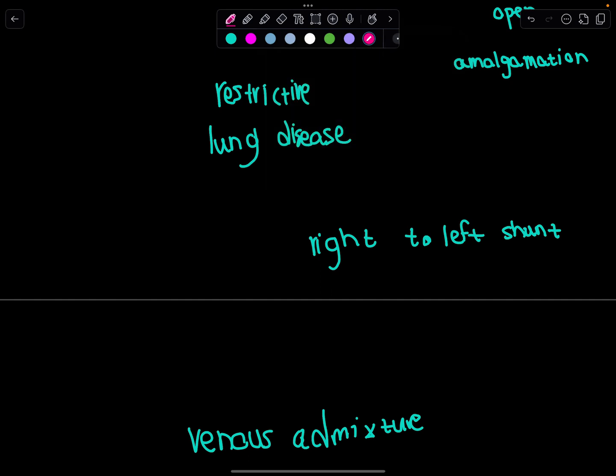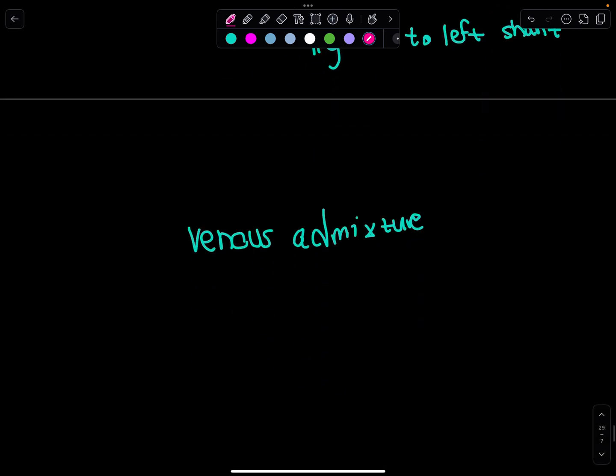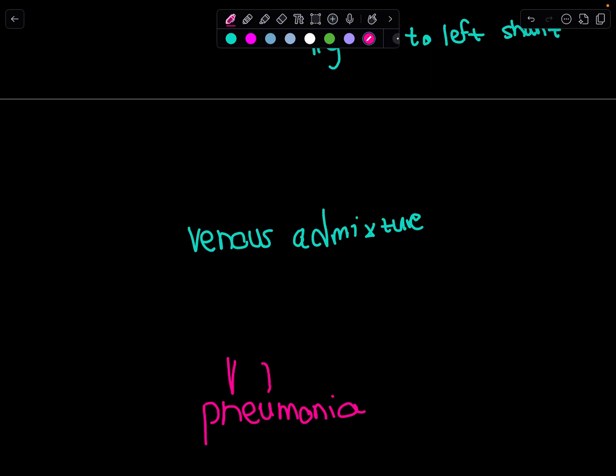No, that's good. Why don't we talk about VQ mismatch and give an example of, let's say, pneumonia? VQ mismatch is when ventilation, V, air to alveoli, and perfusion, Q, blood to capillaries, don't align, impairing gas exchange.